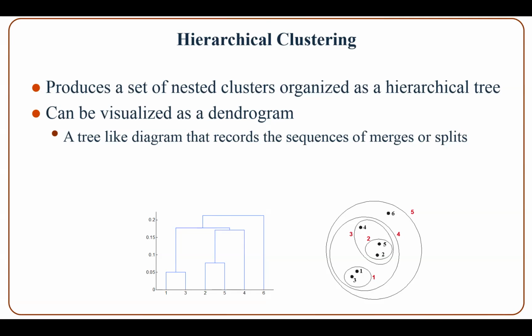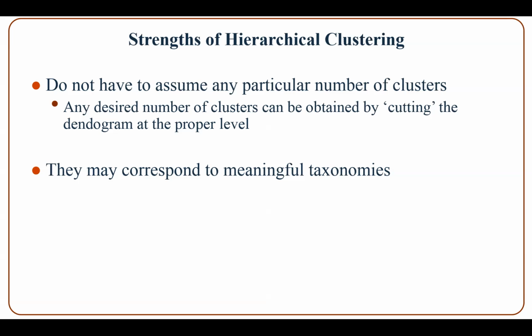Hierarchical clustering produces a set of nested clusters organized as a hierarchical tree and can be visualized as a dendrogram, which is a tree-like diagram that records the sequences of merges and or splits. With hierarchical clustering, we do not have to assume any particular number of clusters, because any desired number of clusters can be obtained by cutting the dendrogram at the proper level, and they may correspond to meaningful taxonomies.